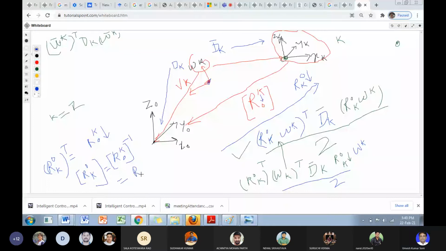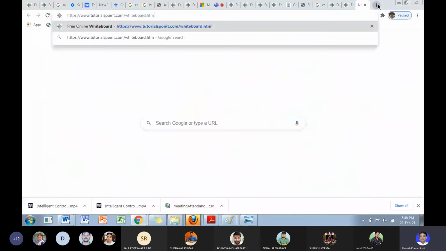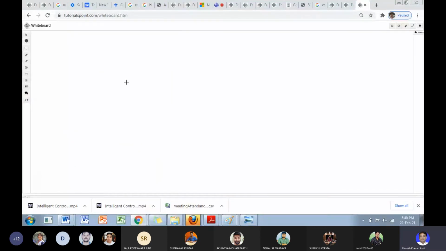So this equation you have understood better. So ultimately, what will be the equation?